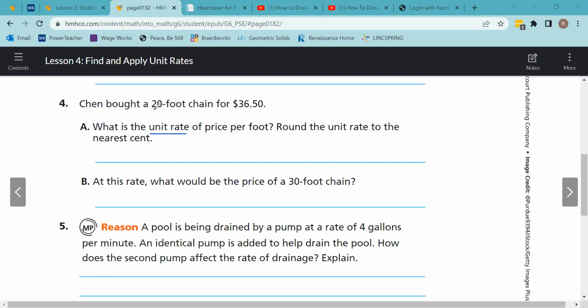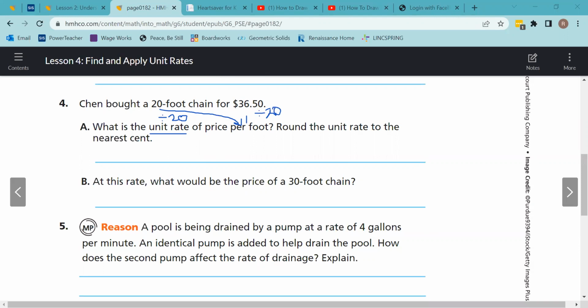To get this down to per foot, you need to get from 20 down to the 1 foot. How do you do that? Divide by 20. How do you figure out the price per foot? Well, divide it by the same thing. You guys know what to do. Oh boy, divide by 20. Okay.